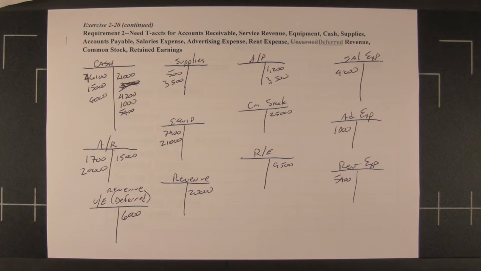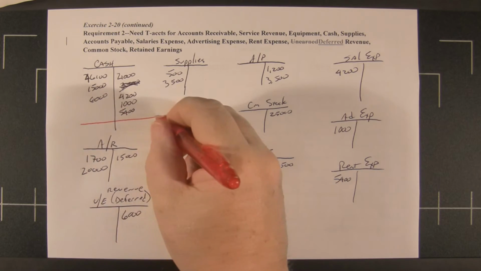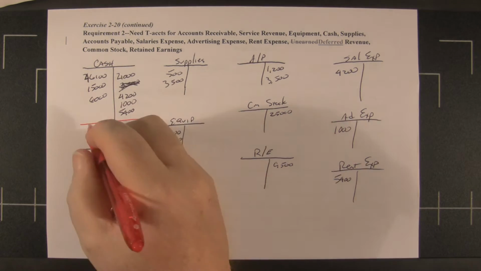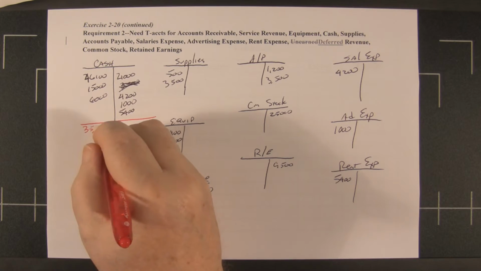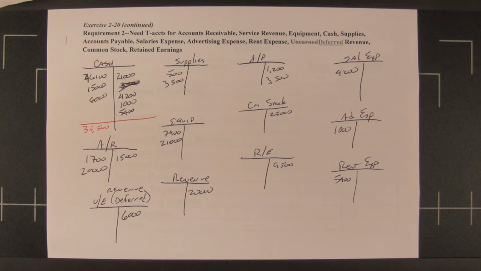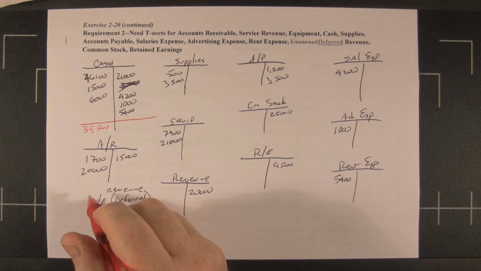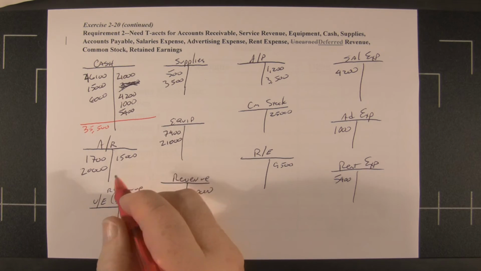And then we go through and we'll balance them just like we did before. Add up both sides, write the little number under the big number, subtract the little number from the big number, write the answer under the big number. So when we do that, adding up both sides for cash, we come up with a cash balance of $35,500. When we do the same thing for accounts receivable, we come up with $6,700.